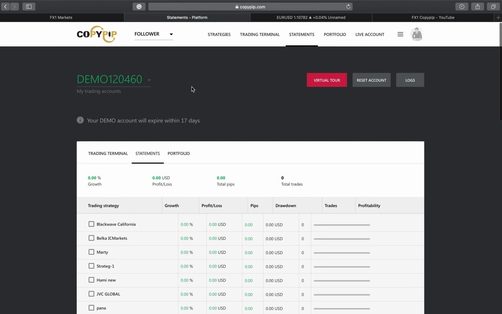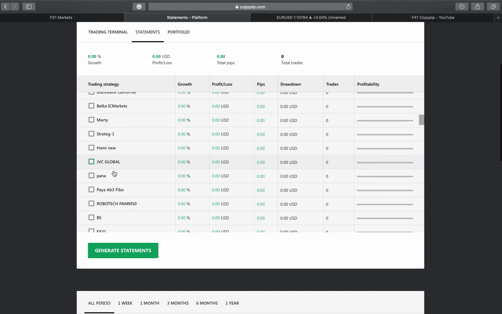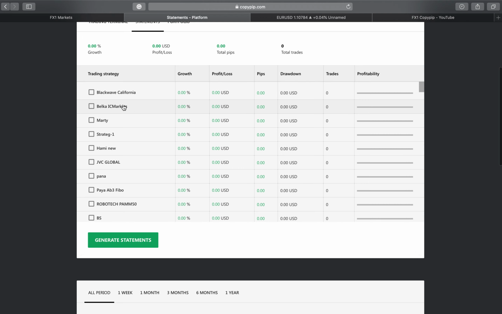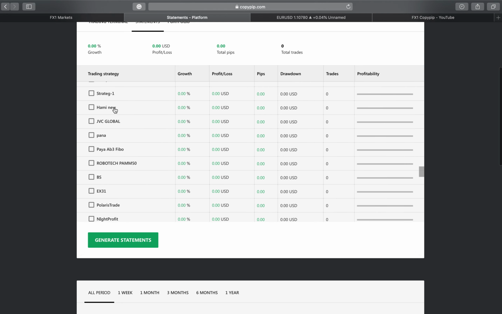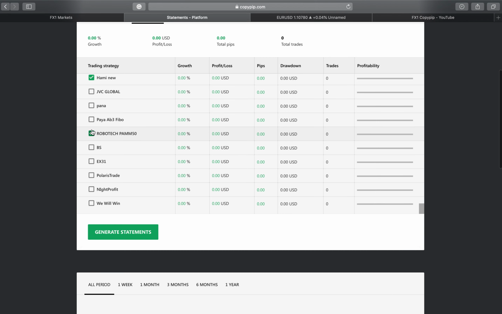So later you can go to statement. Guys, this is a demo account and these are from before. So you might be asking why there are so many traders here. This is from before. Let's say I follow this trader, this trader, this trader. They are already in my portfolio, these 5, let's say. And let's say this one I actually remove.